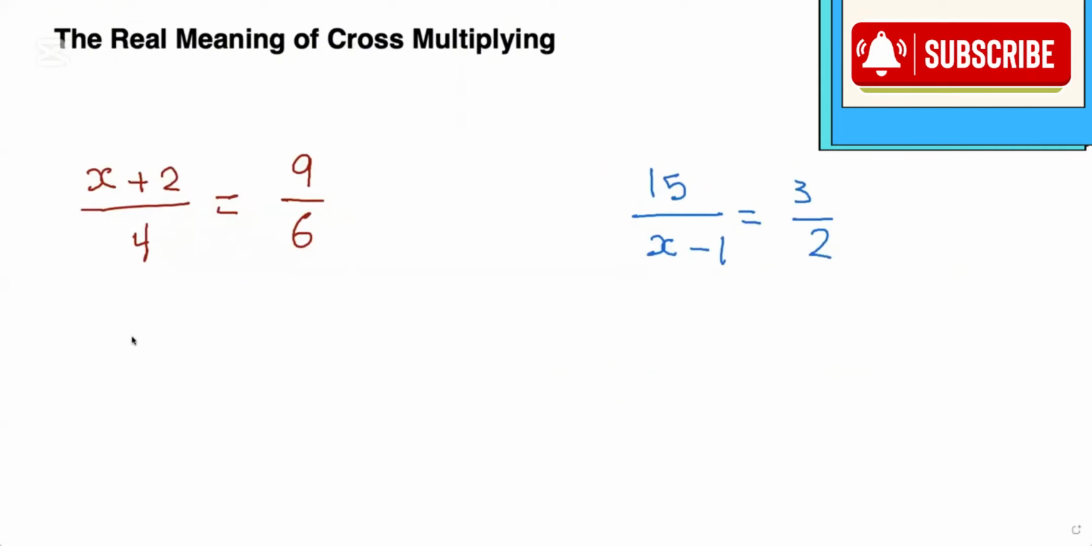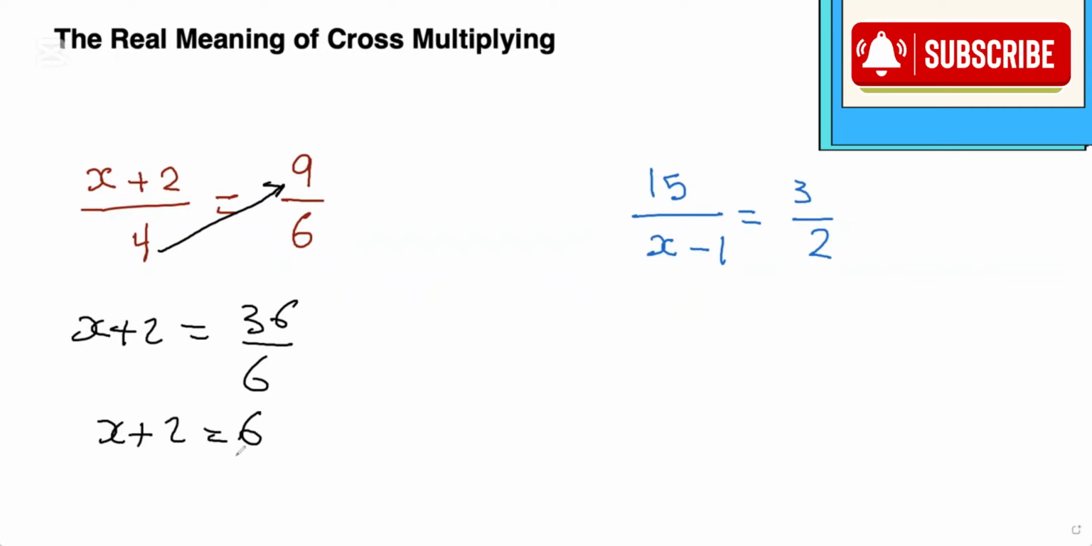So here's 2 more questions that I'm going to do. Now, cross multiplying, you want to isolate for the x. Here is x plus 2. What you want to do in this one here, you just want to cross the 4 only right now. So x plus 2 equals 36. 4 times 9 is 36 over 6. Now x plus 2 equals 6. Move the 2 to the other side. Becomes x equals 6 minus 2, which equals 4.